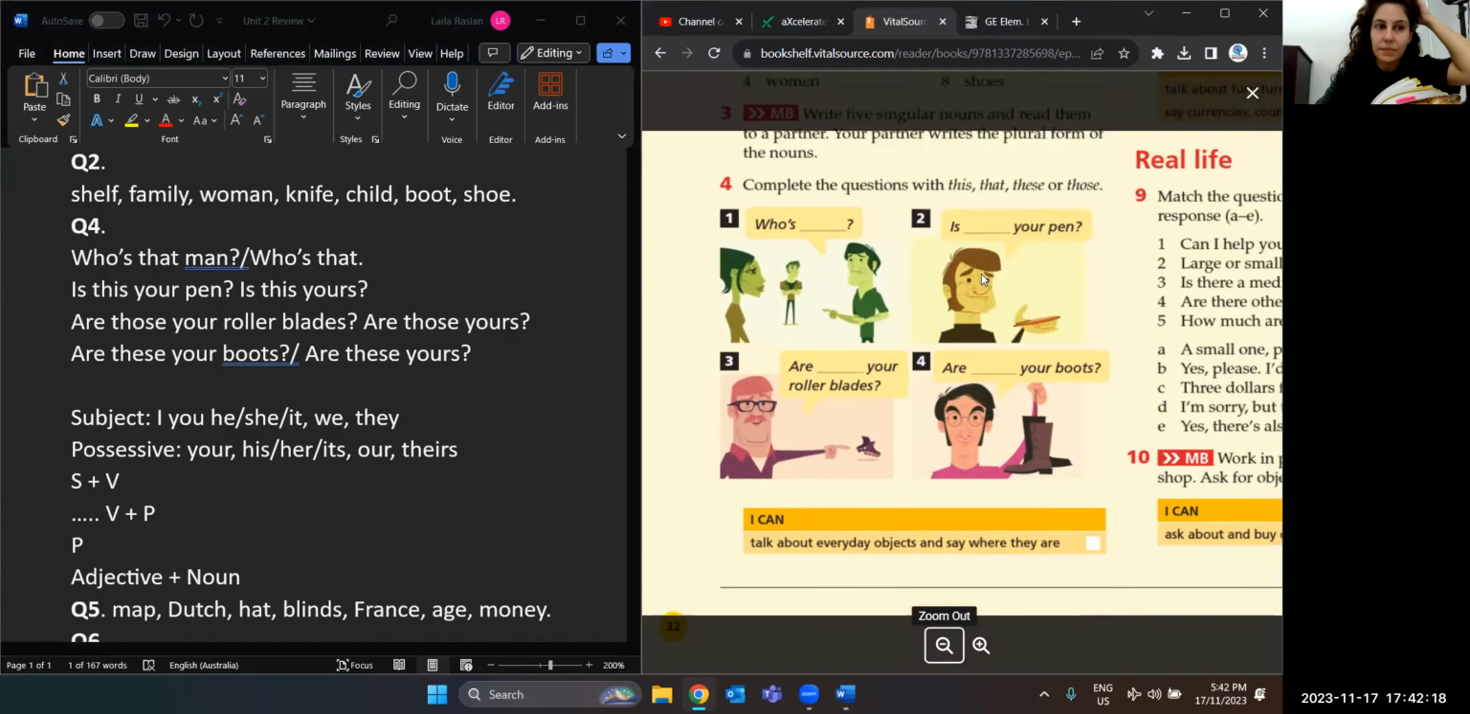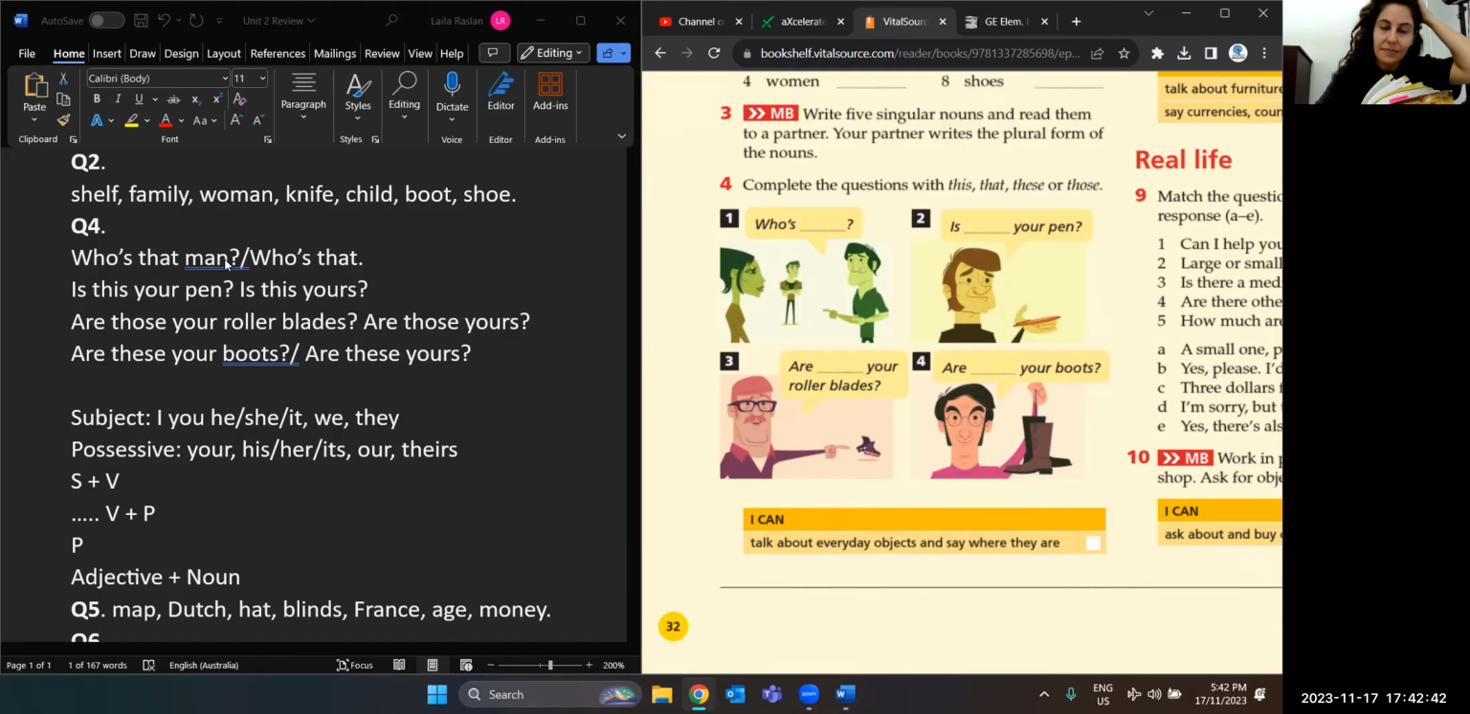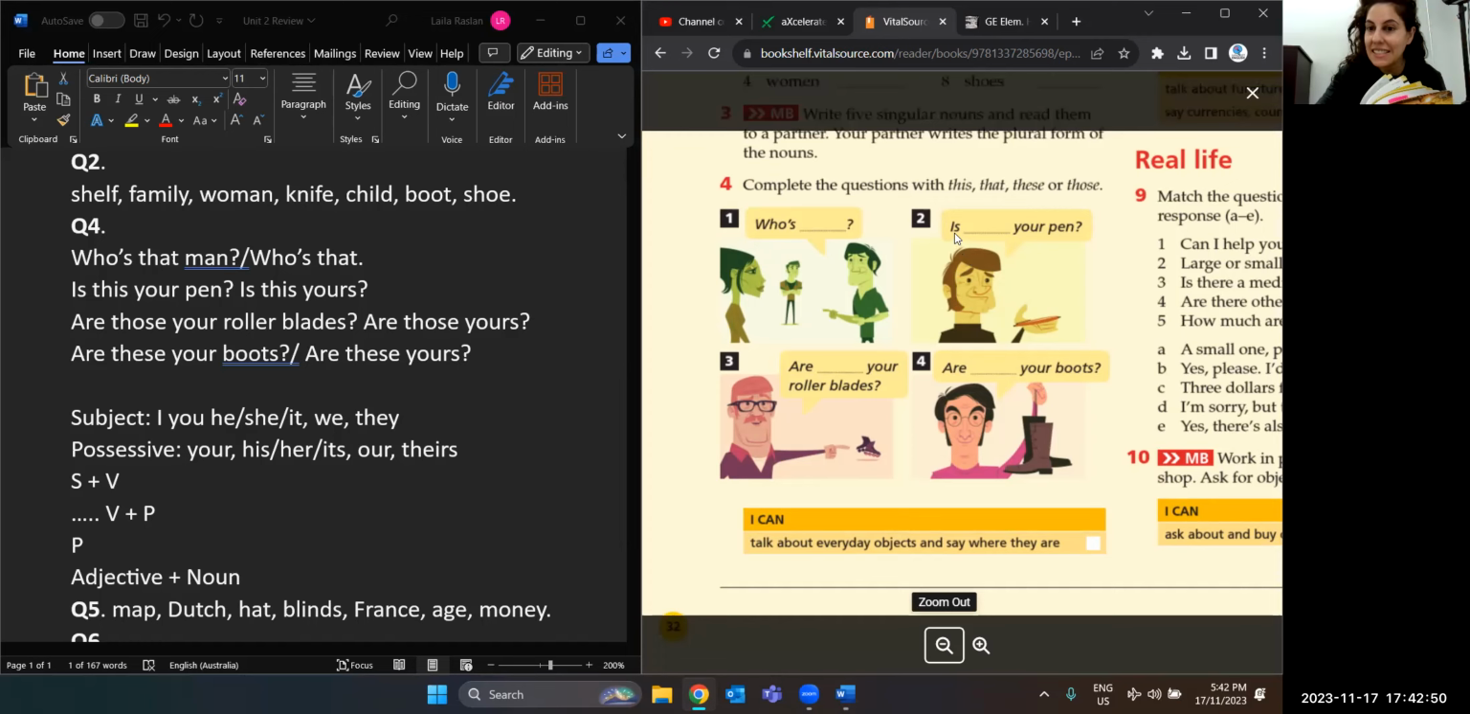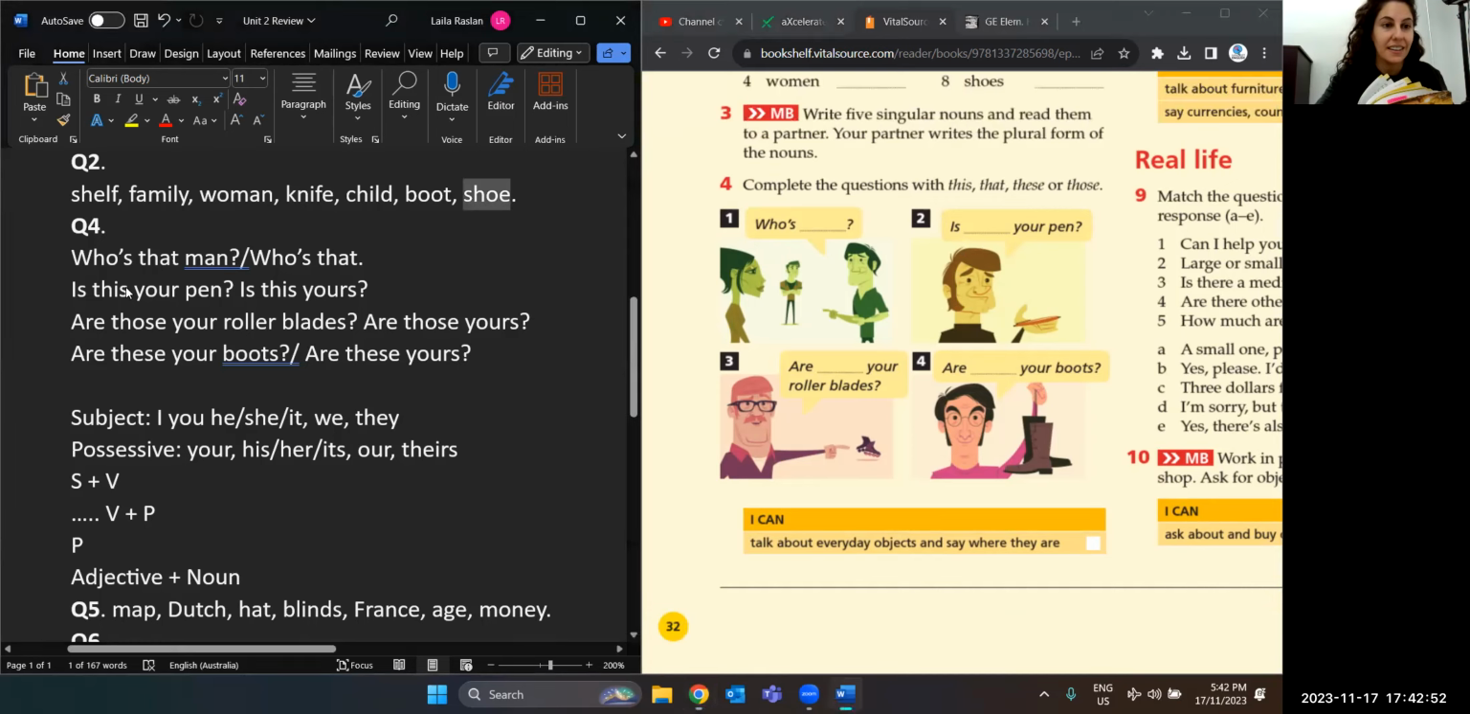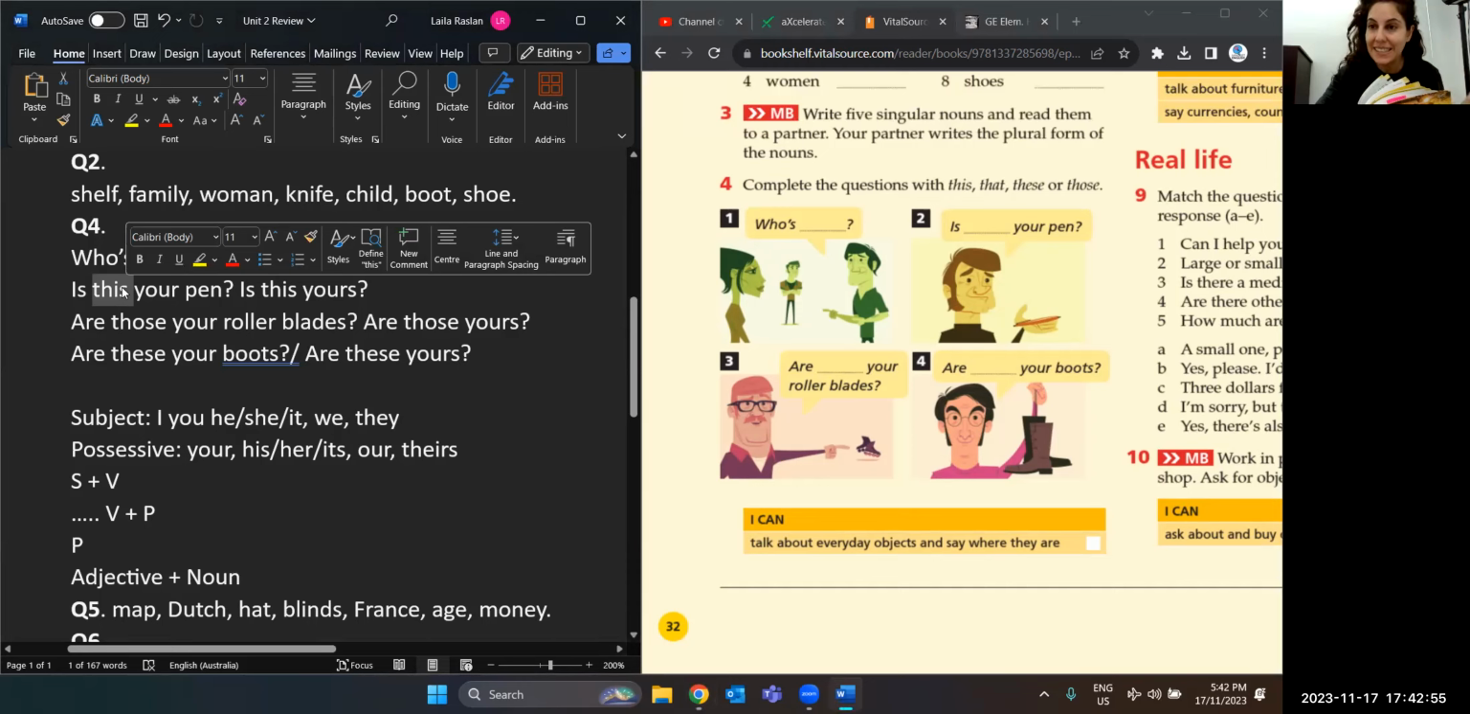Number 4. So now we're talking about this and that, which is for singular, and these and those for plural. So this man is asking this woman, who's that? Because he's far away. Who's that? Okay, Jonathan. In number 2, the man says, is this your pen? Because it's close. He's holding it. Is this your pen?